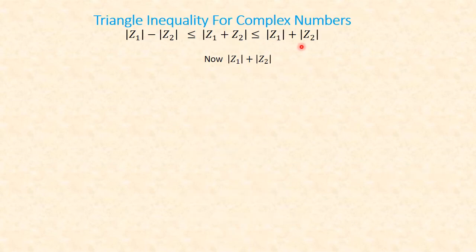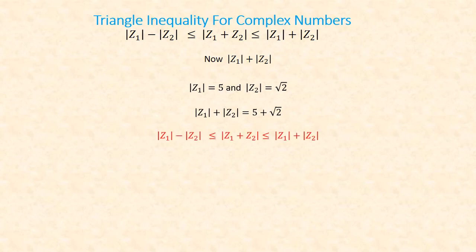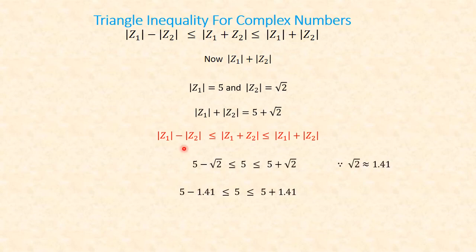Now we'll find the right hand side, that is modulus of z1 plus modulus of z2. We already have found the modulus of z1, that is equal to 5, and modulus of z2, that is equal to square root of 2. So modulus of z1 plus modulus of z2 is equal to 5 plus under root 2. Now we have found all these values. Now I'll replace these values. Modulus of z1 minus modulus of z2 is 5 minus under root 2. Mod of z1 plus z2 is equal to 5 and mod of z1 plus mod of z2 is equal to 5 plus under root 2.